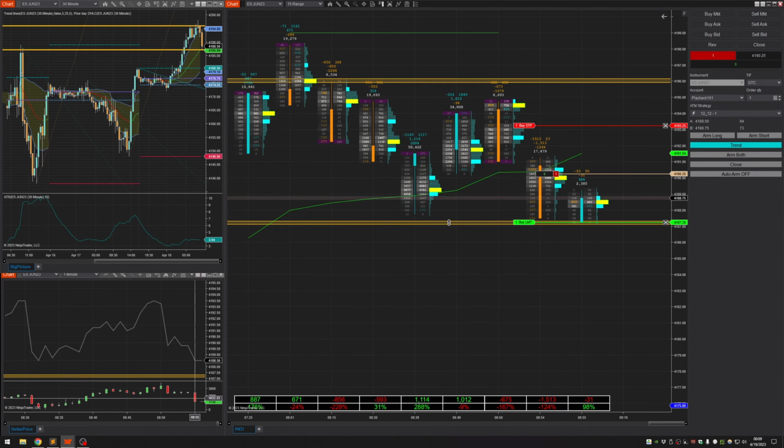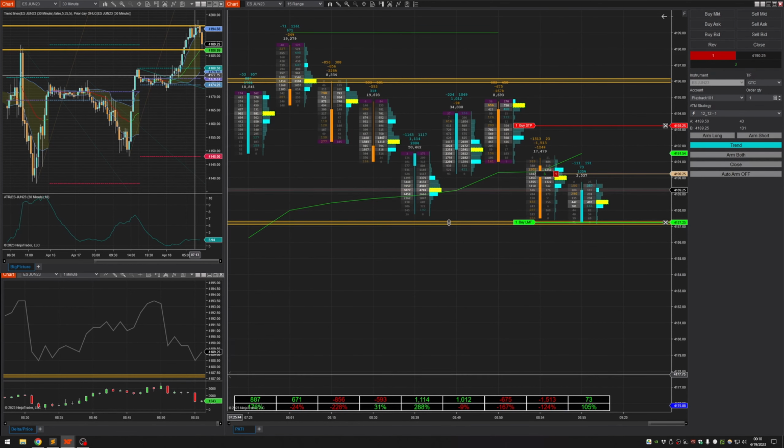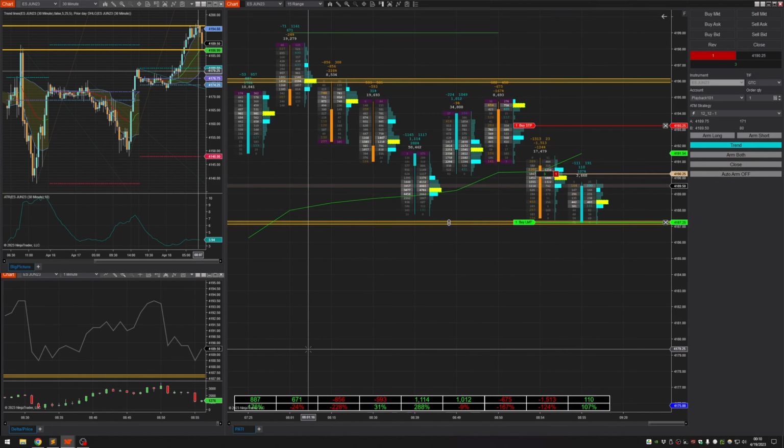We're actually seeing a huge decrease in delta here. We're up around 3,700 cumulative delta. Now we're down to 1,000. So some pretty bearish behavior here.